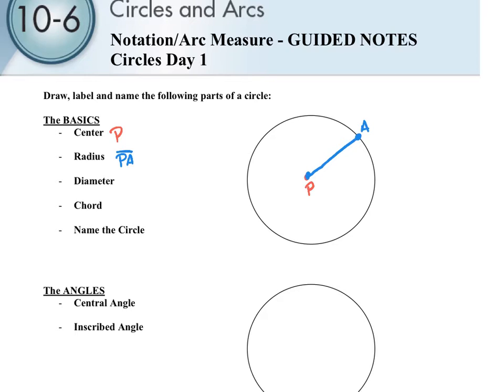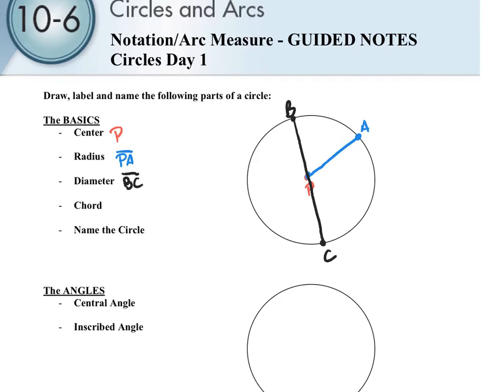Then the diameter is a segment that has both endpoints on the circle and goes through the center. So essentially it's cutting our circle in half here. So one endpoint on the circle goes through the center, second endpoint on the circle. So that is segment BC. Use our endpoints to label it, or CB.